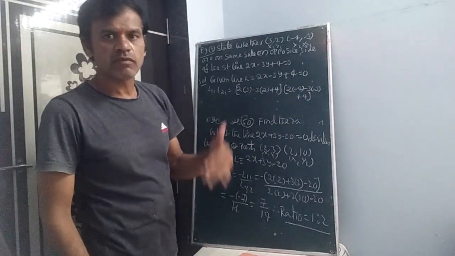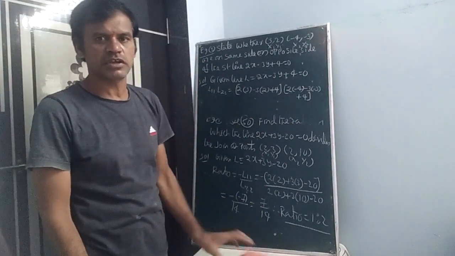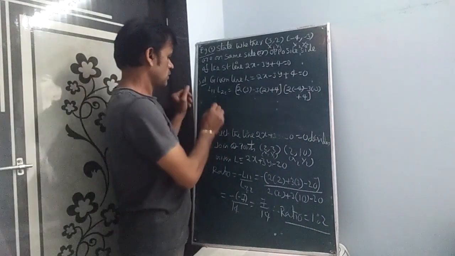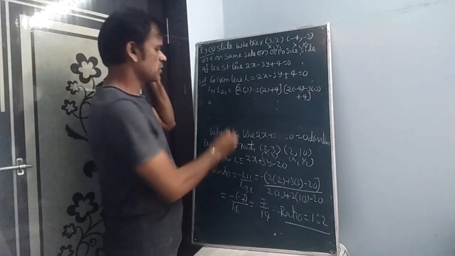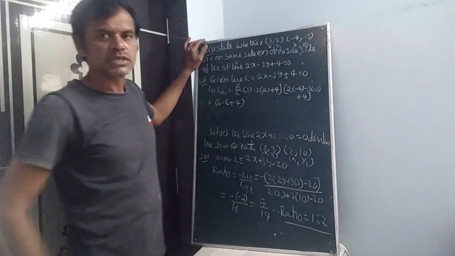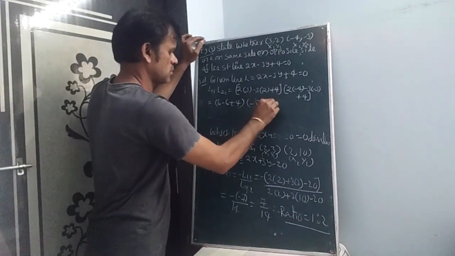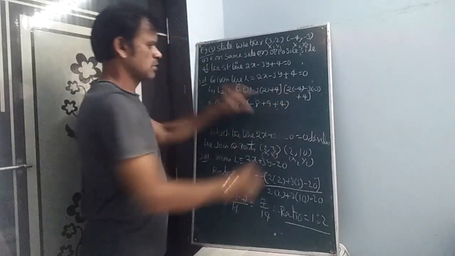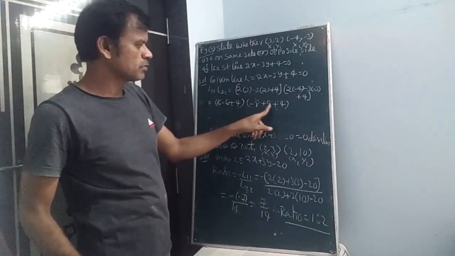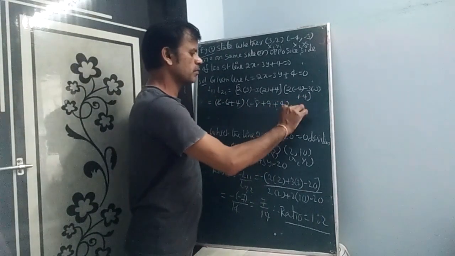You don't put any symbol. If we get greater than 0, they lie on the same side. If we get less than 0, they lie on the opposite side. Now 2 threes are 6, so 6 minus 6 plus 4, into minus 8 plus 9 plus 4. 6 minus 6 gets cancelled. This is 4 into 9 plus 4 is 13, 13 minus 8 is 5. So 4 into 5.